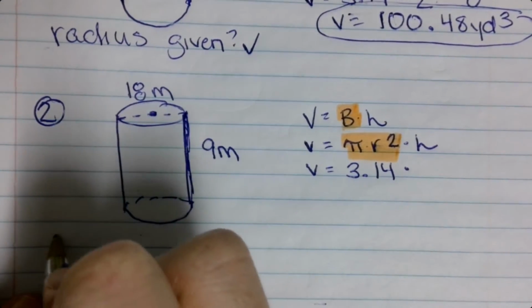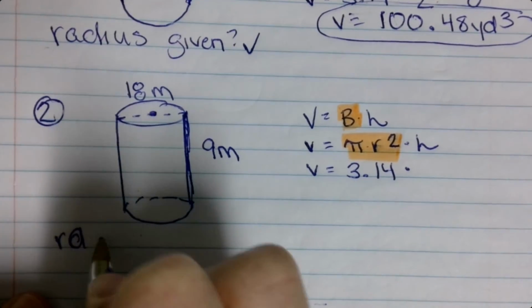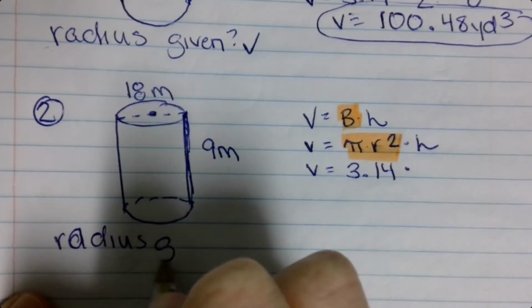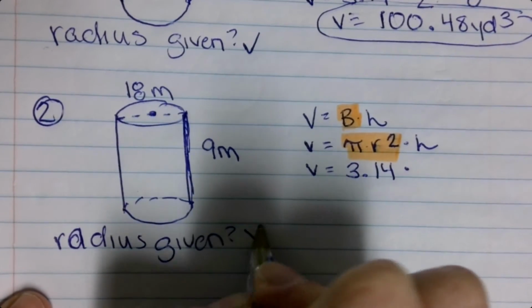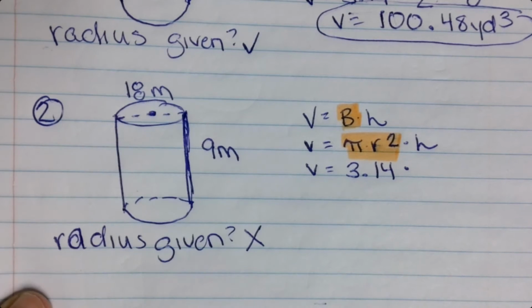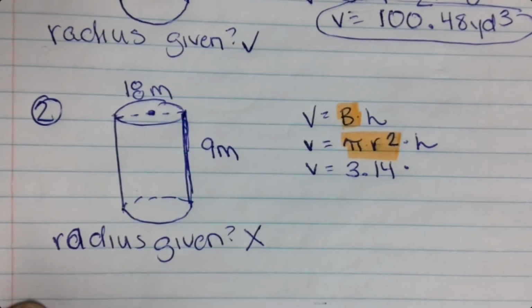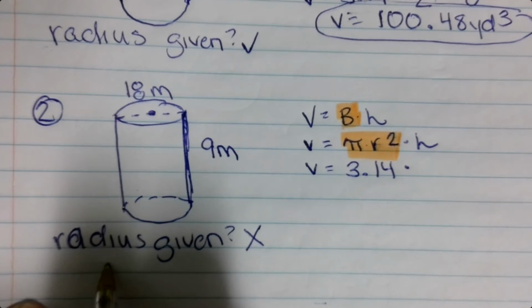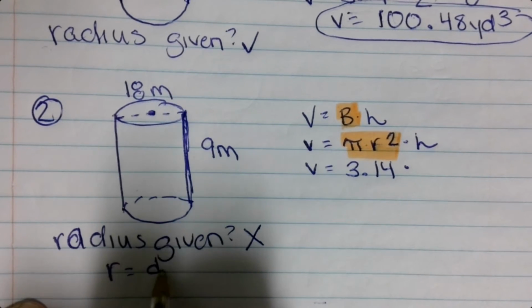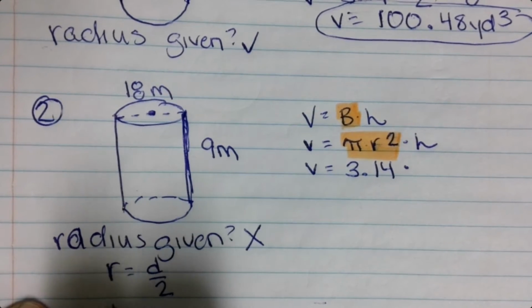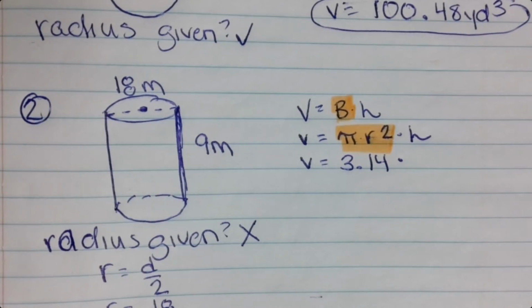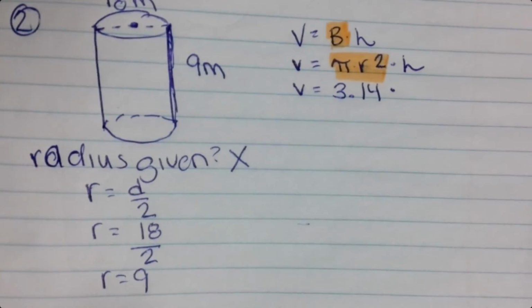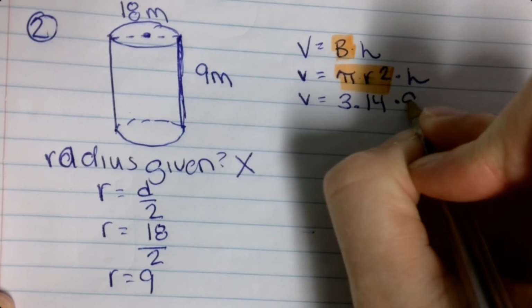So again, we have to think through. Is the radius given? It is not. It's all the way across, so that's our diameter. So we need to take our radius equals d over 2. We don't know what that is, so we're going to do 18 divided by 2. So our radius is 9. So now we can plug it in.